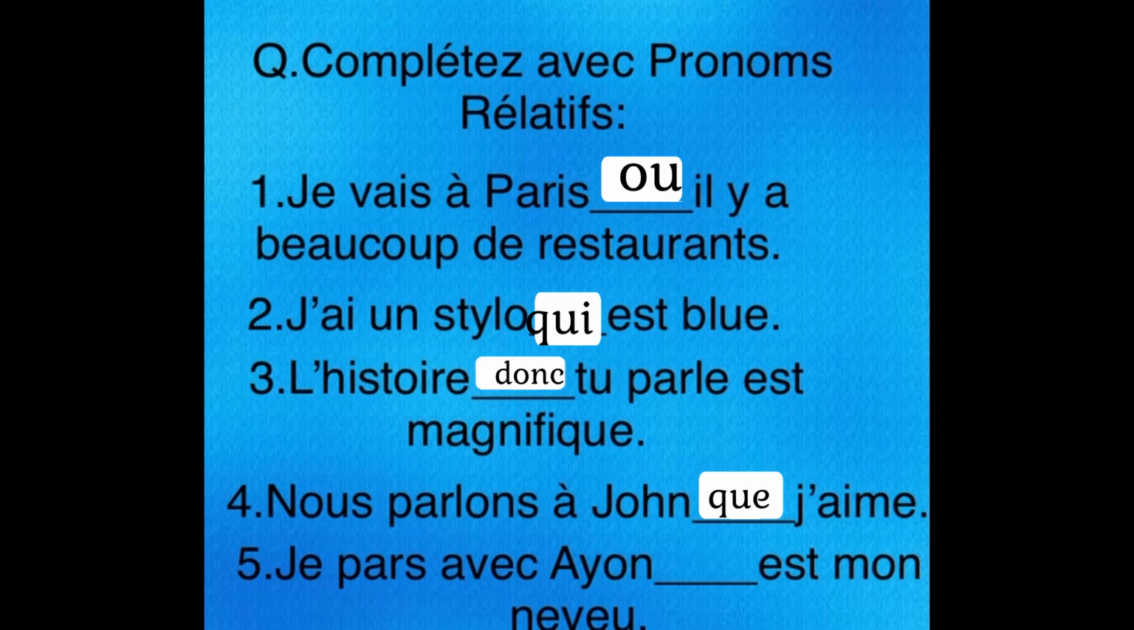The fifth sentence. Je parle avec un ami dash est mon neveu. This is a very easy sentence since we can see that the blank has a verb immediately after it. So we'll fill the blank with qui.